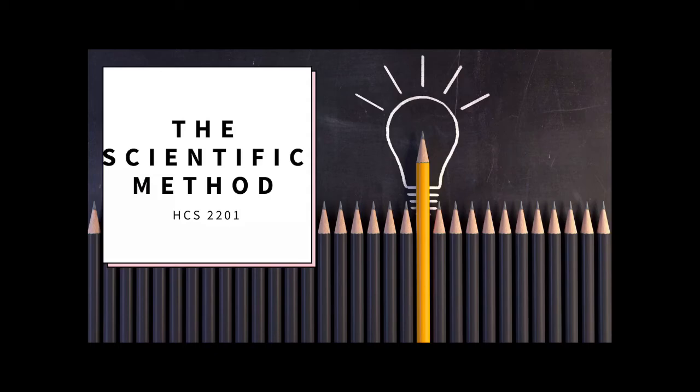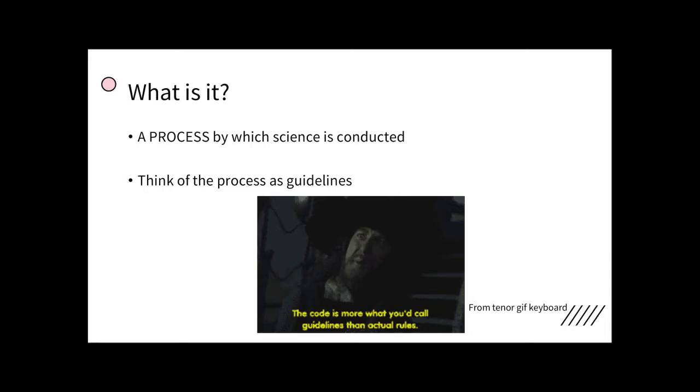All right, we need to have a conversation about the scientific method because this is the thing that holds all science together. It is a process by which science is conducted. And we're going to go over the steps, but I want you to think of these as guidelines. Depending upon the type of research that you're doing, the results of the research, and questions that come up during your research, maybe not all of the steps are always done. So these are a little bit more like guidelines rather than actual rules.